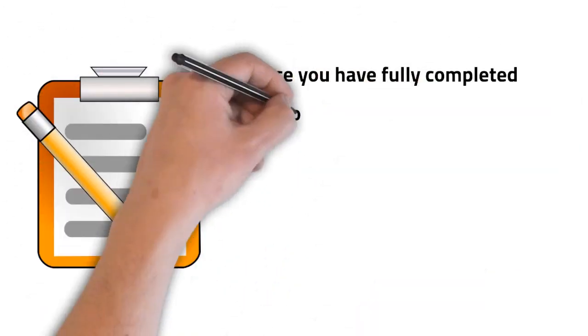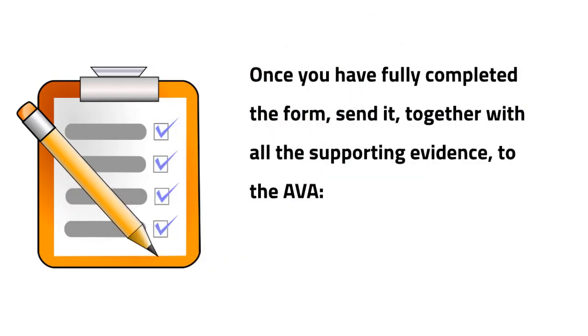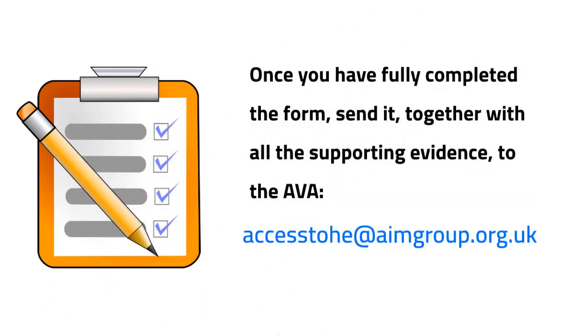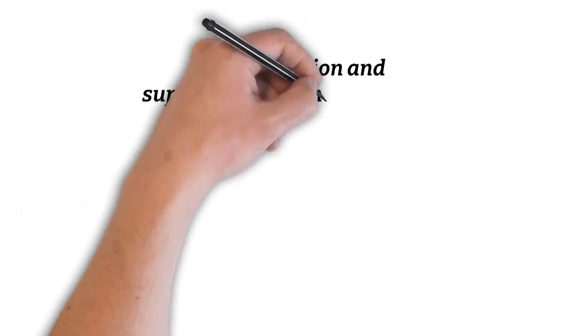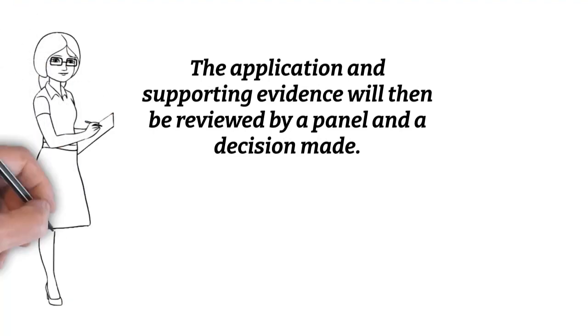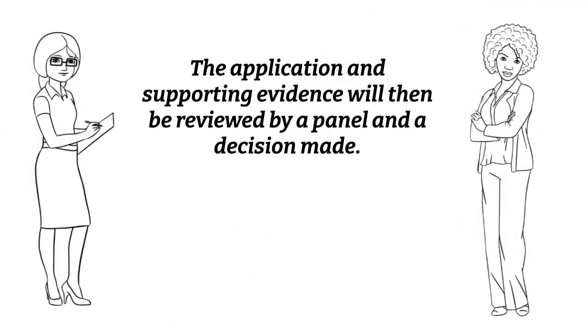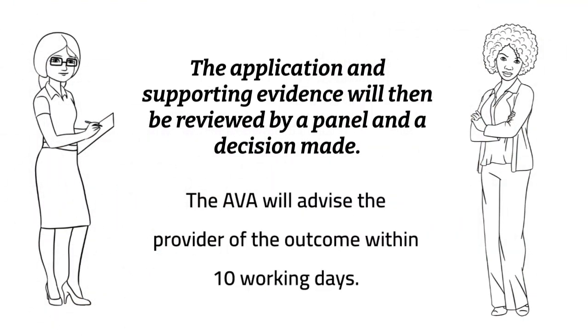Once you've fully completed the form, send it together with all the supporting evidence to the AVA via the access2he@aimgroup.org.uk email. The application and supporting evidence will then be reviewed by a panel and a decision made. The AVA will advise the provider of the outcome within 10 working days.